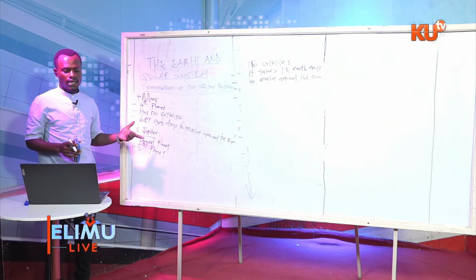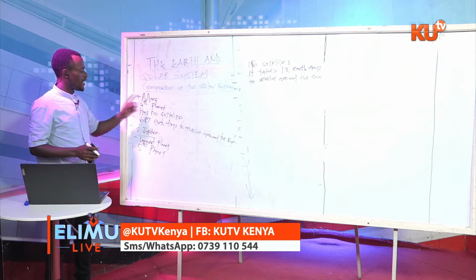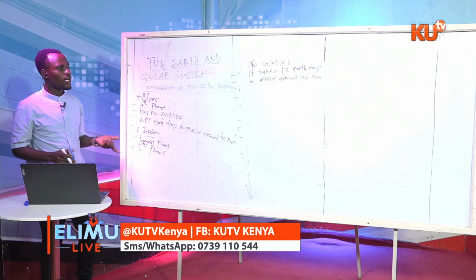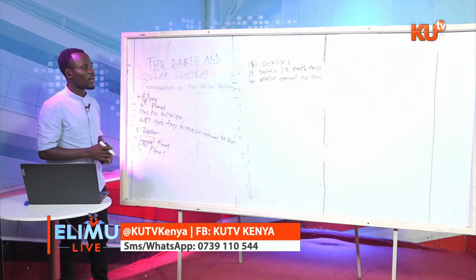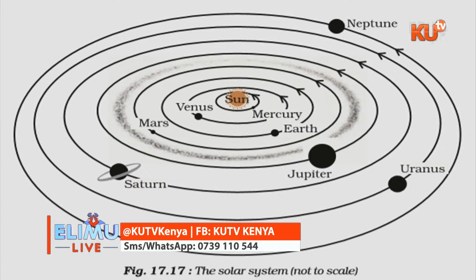Now, there is one important thing that I forgot to mention. In between Mars and Jupiter, there exist some small celestial bodies, other heavenly bodies that are called planetoids. They can also be called asteroids, or minor planets.